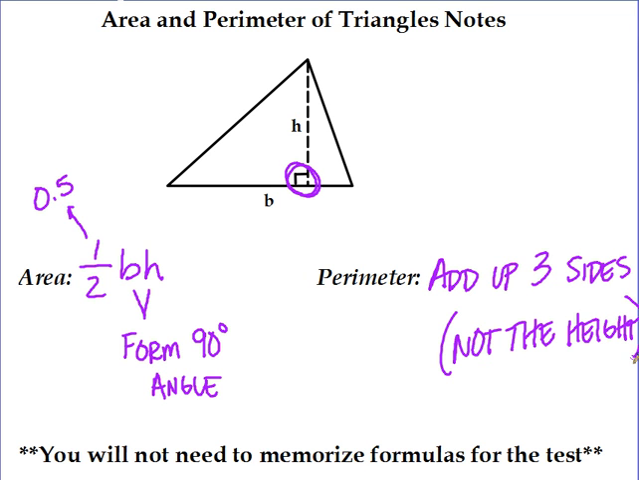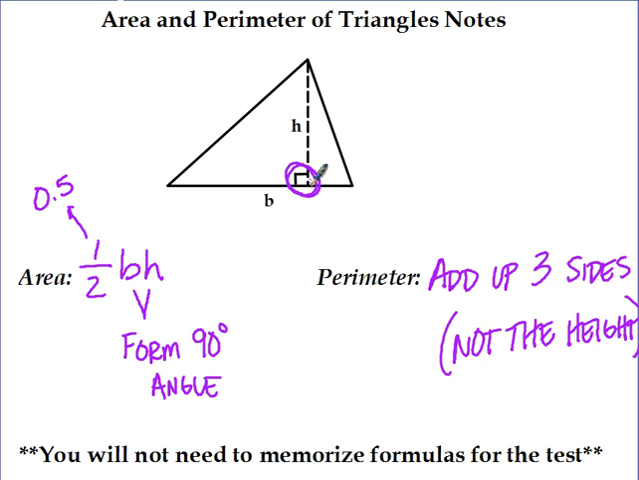The height is an imaginary line that happens inside this triangle. A height is a line that goes from the vertex of a triangle and makes a right angle with the opposite side. That's the definition of height. It's also known as the altitude. It could be called that.